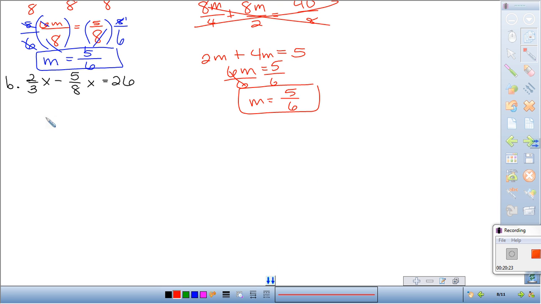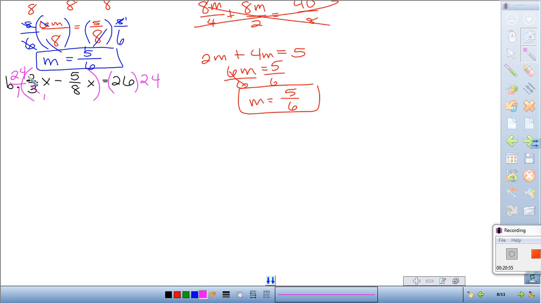Let's look at B. Here, it's up to you what method you want to use. You have to use the least common denominator no matter what. So the least common denominator for 3 and 8 is 24. And I'll just show you method 2. So we multiply both sides times 24. And remember that you have to distribute. And I'm going to just do the cross-canceling this time. So 24 and 3, we can cross-cancel by 3. 3 divided by 3 is 1. 24 divided by 3 is 8.